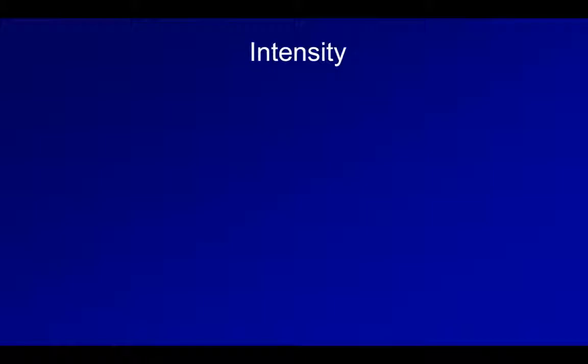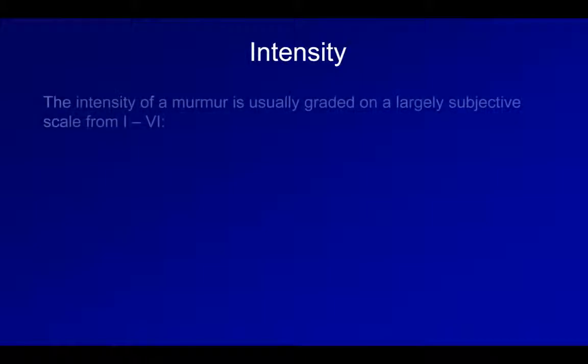The intensity of a murmur essentially describes how loud the volume is. The intensity depends upon a variety of physiologic properties, such as the velocity of blood flow at its origin, and the acoustical properties of the intervening tissues. It is additionally influenced by the hearing and experience of the examiner, the stethoscope the examiner is using, and the presence of ambient noise. It is usually graded on a largely subjective scale from 1 to 6.